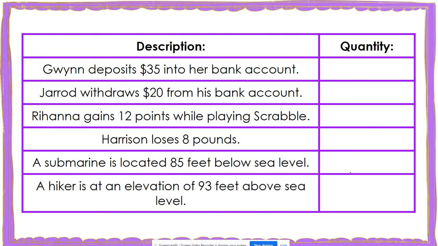We can use positive and negative numbers to describe quantities in real-world situations. This first problem says Gwen deposits $35 into her bank account. If Gwen is making a deposit into her bank account, that means that her bank account is increasing by $35. That means that this is an amount of positive 35.